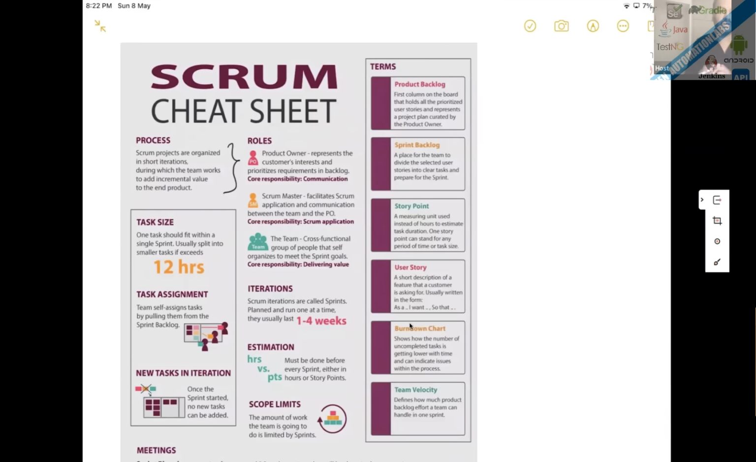So you can see on my screen that this is a Scrum cheat sheet. We will talk about what the different terminologies are that we generally use. We will be using only one tool, that is Jira. We will be getting a 14-day free account on Jira Cloud.